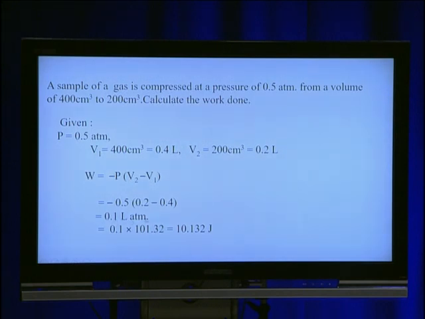But this work done is in the unit of liter atm. Now if you have to convert, we have to convert this into joule. So when we have to convert this into joule, we'll have to multiply by 101.32. When we multiply by this value, whatever work done we get is in the form of joules. So this is the work done. Here we have a positive sign indicating that it is the work of compression. So that's how we calculate the work done.